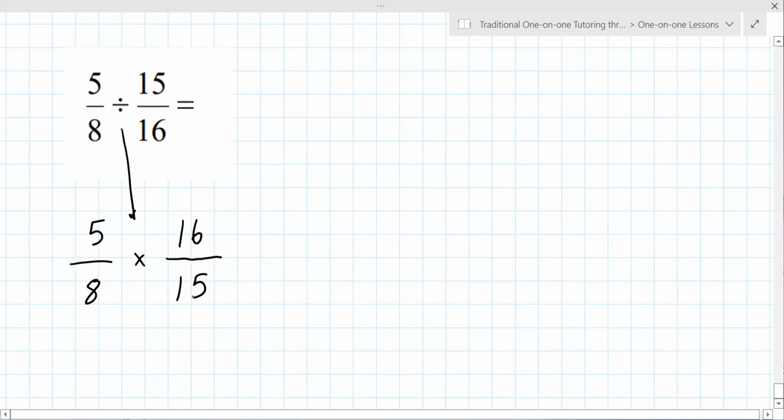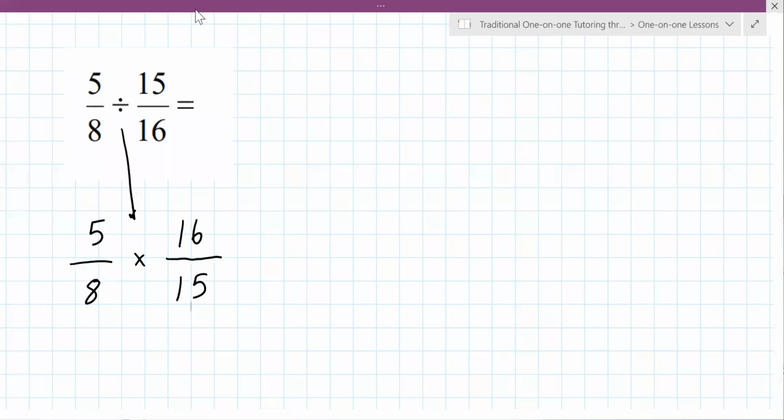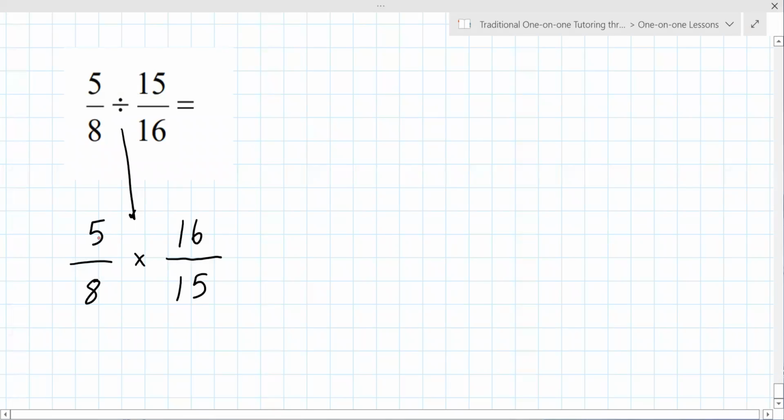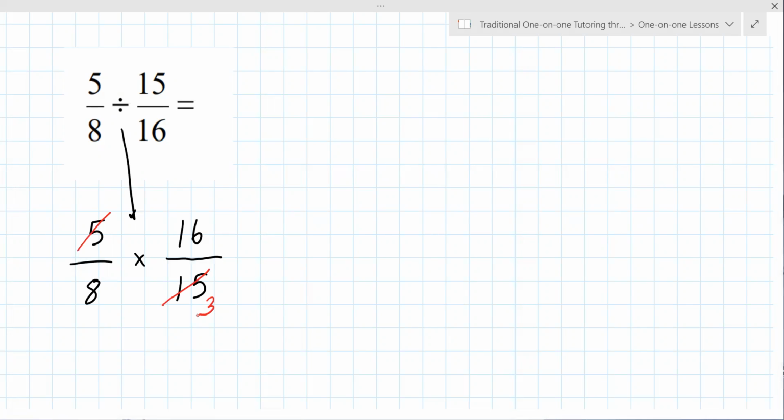Now, there's a couple of ways to do this part of the problem. You can multiply the tops and you can multiply the bottoms. But you can also try to cancel. And this would be the next kind of topic to get into. Like 5 goes into 15 3 times. Have you seen that before? The canceling? Yes. That always confused me a little.